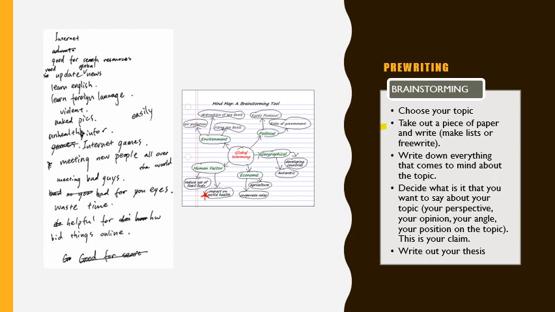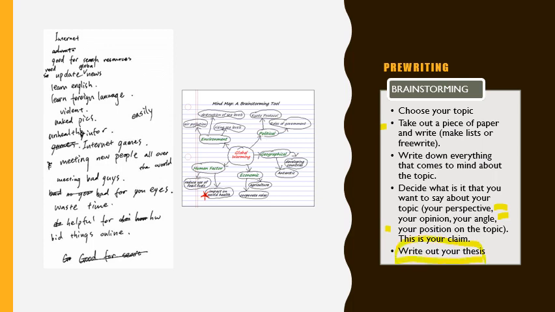Then you decide, based on what you've written, what it is you want to say about the topic. What is your perspective? What is your opinion? What is your angle? What is your position on the topic? This is your claim. This is what you want to say about the topic. So after you brainstorm, you should be able to come up with a working thesis.